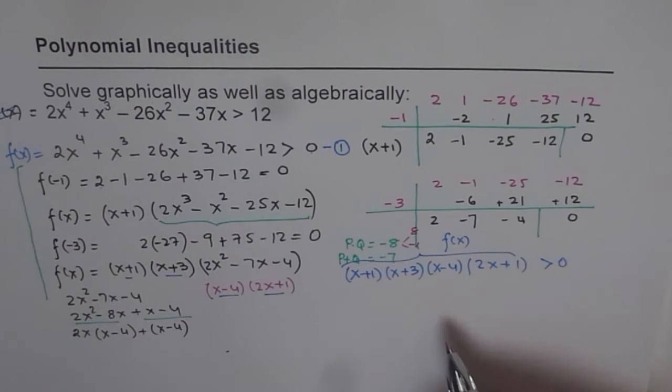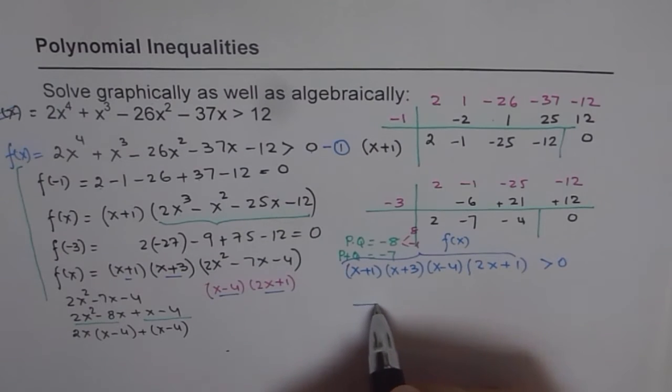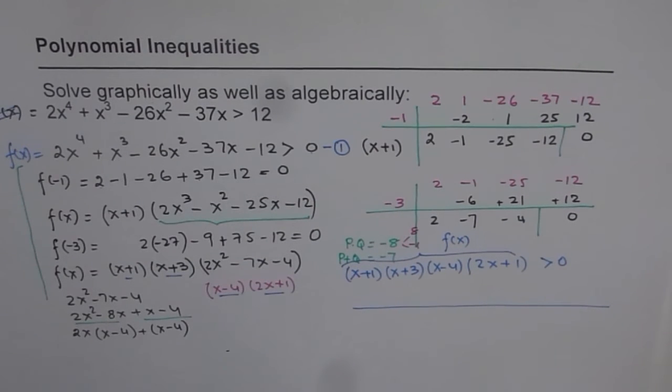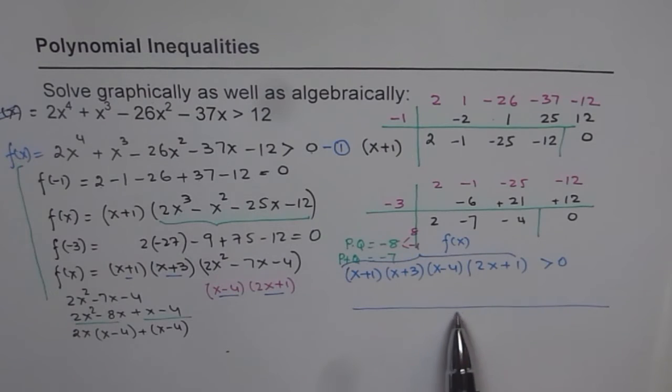So algebraic process is kind of taking table of values. So let me just show you a shortcut method. We do have a video where we start solving polynomial inequalities from this stage, factored form. I'd like you to see that video also so that you understand details which I'm going to explain you now.